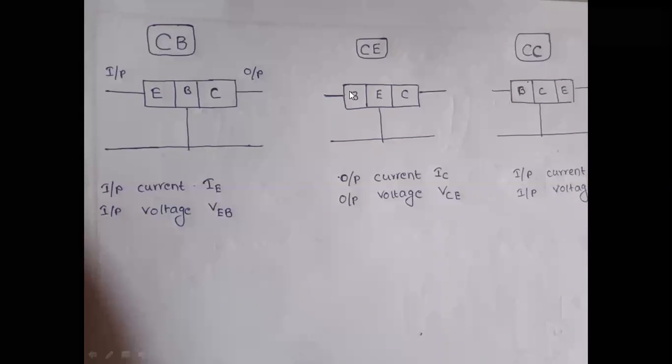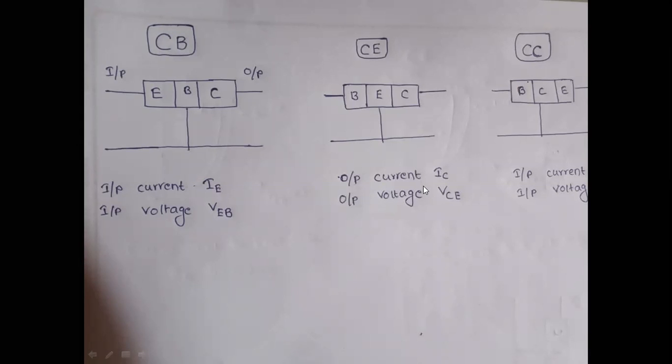Okay, in the common emitter, the input terminal is base. So that's why the input current is IB. Here I gave the example for the output current and output voltage, because to get clarity, the output terminal is C, collector. So that's why the output current is IC. Output is connected between collector and emitter, so please consider the voltage as VCE.